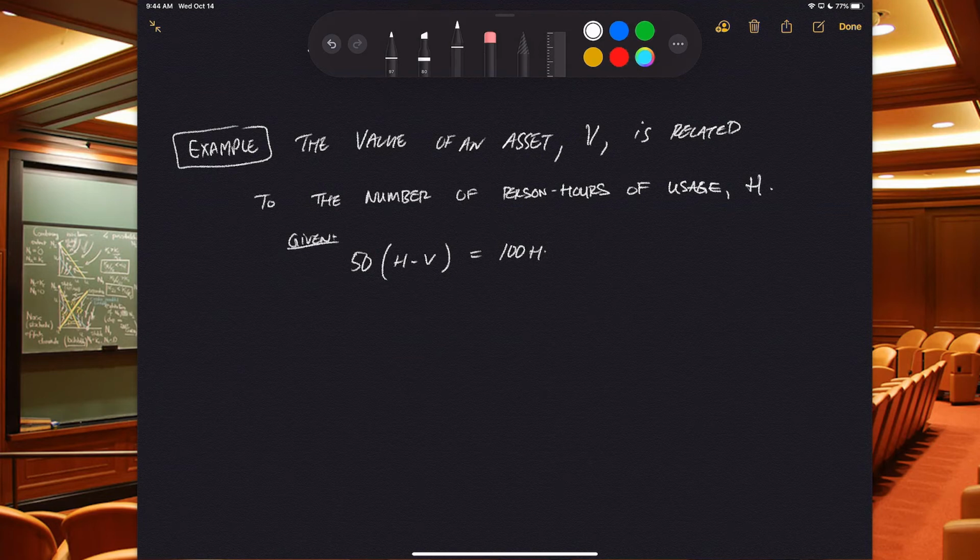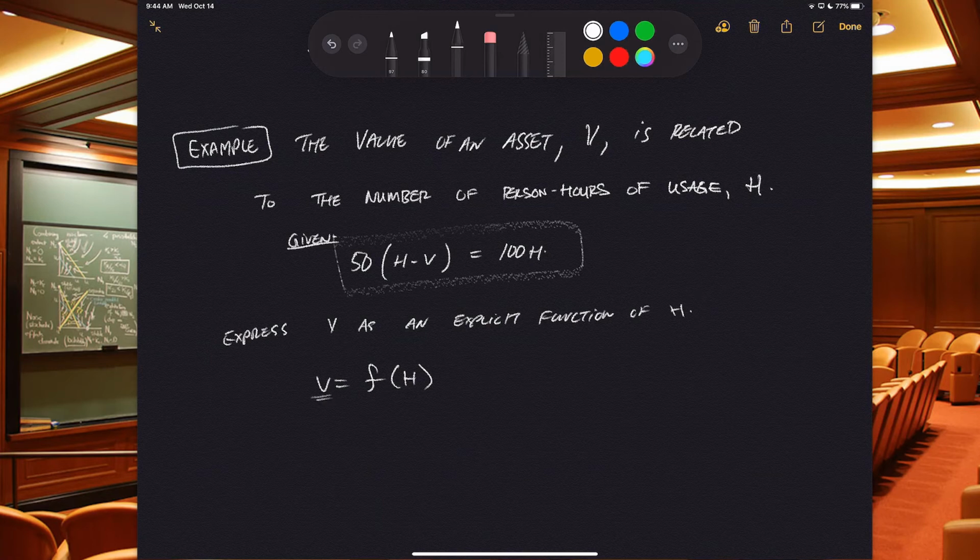And we want to express v as an explicit function of h. So we want v is some function of h. Really, remember, this is the function name, and this can be anything. And then we would need to solve this equation with v on one side and an expression of h on the other.